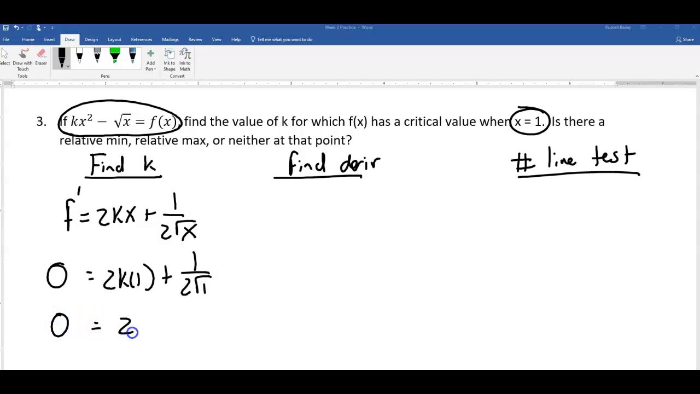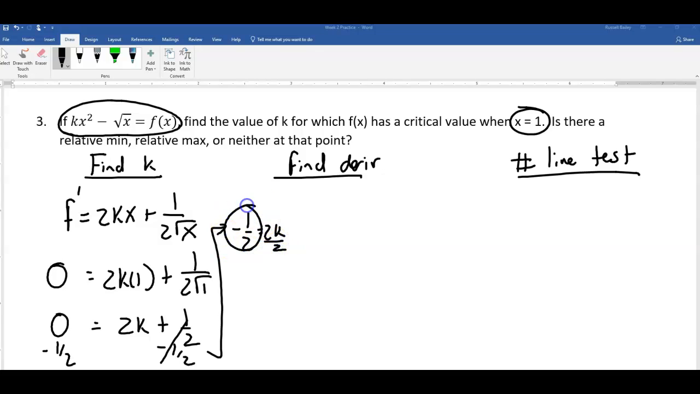And all of this simplifies into 2k plus 1 over 2. And we're going to keep solving that. I'm going to minus the half on both sides. So I've got negative half is equal to 2k. And then I'm going to divide both sides by 2. When you divide a fraction by 2, that's the same thing as just multiplying the 2 on the bottom. So you end up with negative 1/4 equals k. So there's my k.